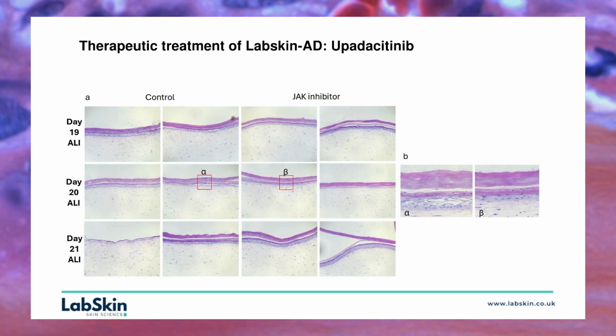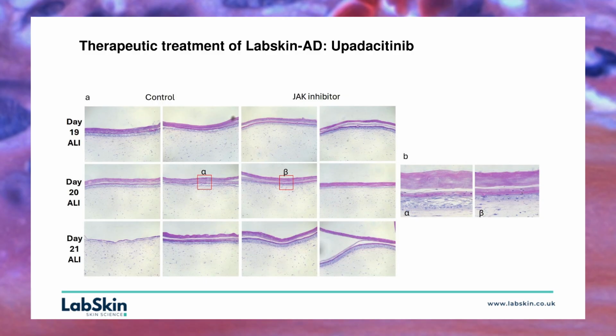So we know that we can create a Labskin-AD model, a nice in vitro skin mimic for atopic dermatitis. But could we reverse that epidermal spongiosis? So we treated Labskin with the cytokine cocktail, and then a JAK inhibitor, upadacitinib, was applied. And this showed that this JAK inhibitor was able to reverse the epidermal spongiosis after 96 hours.